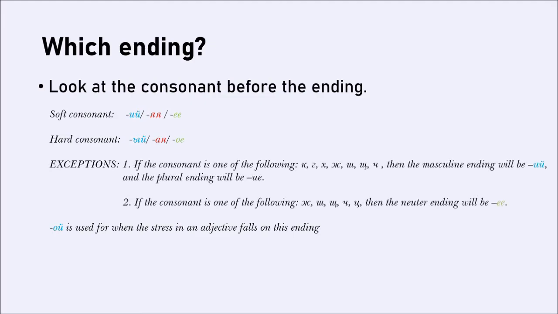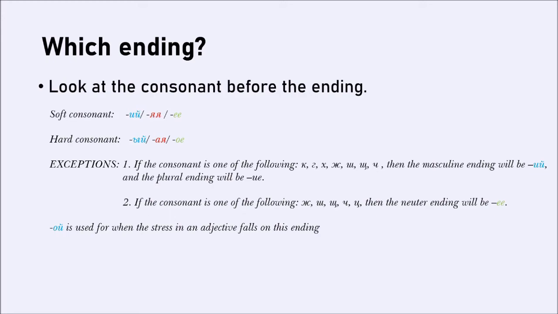Now, there are a few exceptions. First of all, if the consonant is one of the following: k, g, ch, zh, sh, or shch, and by the way, that second letter there is a g, this is just the font, then the masculine ending will be -iy, and the plural ending will be -iye. That is because we cannot write the letter y after any of these consonants. That's just a spelling rule.